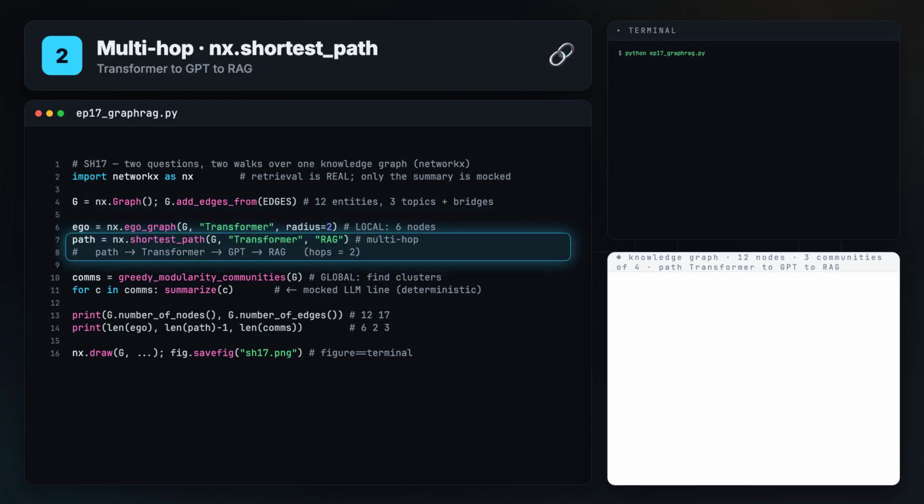For the multi-hop test, nx.shortest_path finds the chain from transformer to RAG. It comes back as transformer to GPT to RAG, 2 hops, and we assert the target is actually reachable because a retriever that silently returns nothing on a valid path is worse than one that throws.